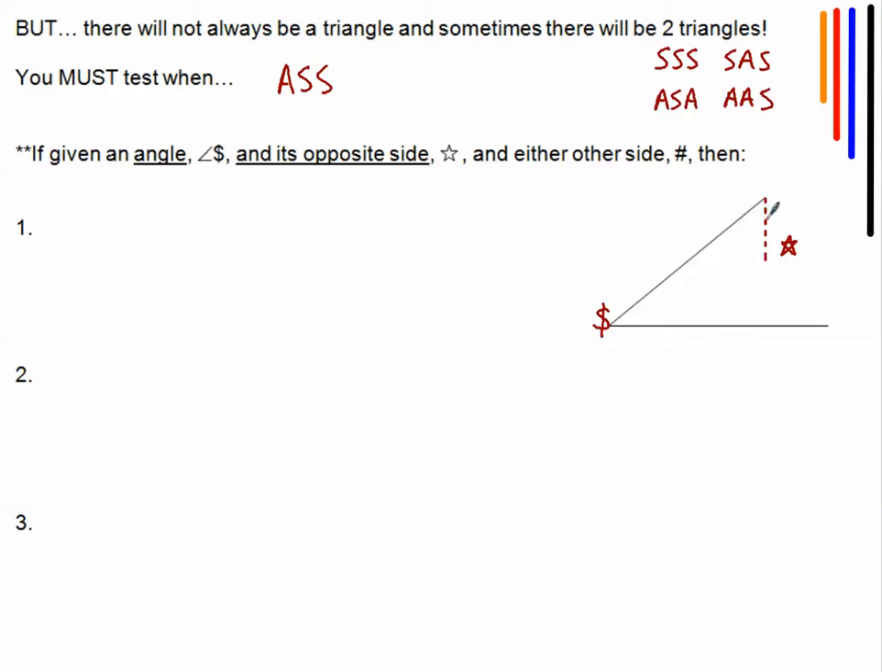So I'm not going to put in a solid line because I don't know how long it is, if it's going to be long enough yet. We'll get into that in a minute. And then the other side that I'm given, in this case, I'm going to put hashtag. I always put that right here. So my pound symbol, my number symbol, or my hashtag will go right here. I always draw this picture when it's the ambiguous case. And that just helps me because I have to sort of memorize it from this picture.